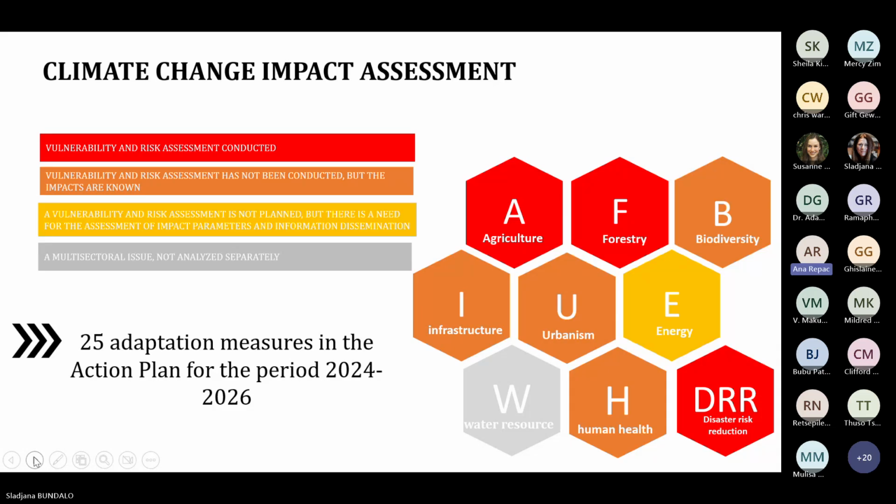So these are the sectors that were covered. These are the sectors which are most vulnerable to climate change in our country. These are agriculture, forestry, biodiversity, infrastructure, urbanism and urban development, energy, water resources, human health, and disaster risk reduction. Within the first action plan of the climate change adaptation program for the period 2024-2026, there are 25 adaptation measures. Next slide.